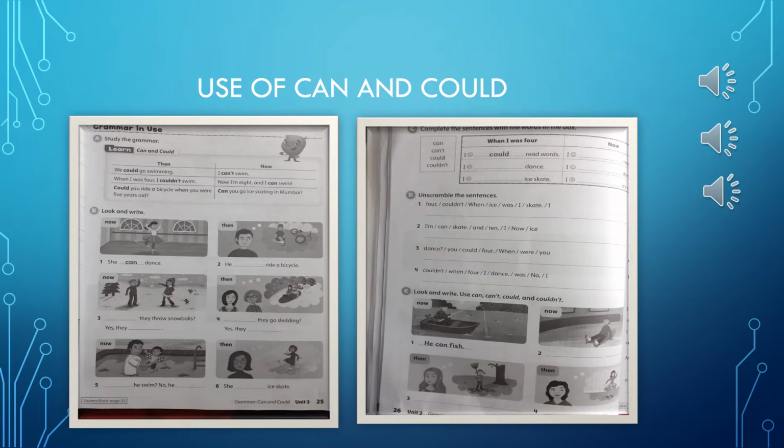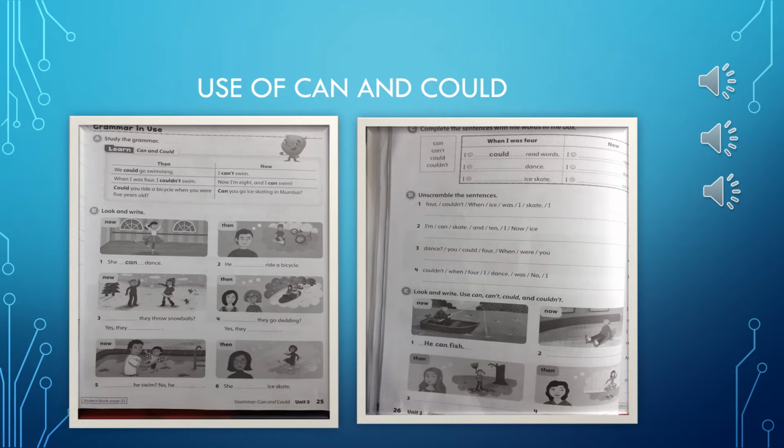Okay, let's do a warm-up session first. As I told you in my previous lecture, about how to use can and could: can basically represents present and could represents past. So when the sentences are telling something in the present, like now, we would be using can and can't. And when the sentences represent the past, like then, we would be using could and couldn't. So come to the B part now.